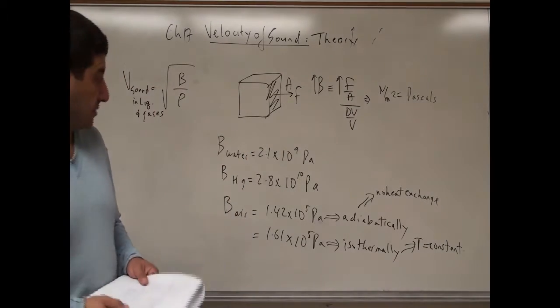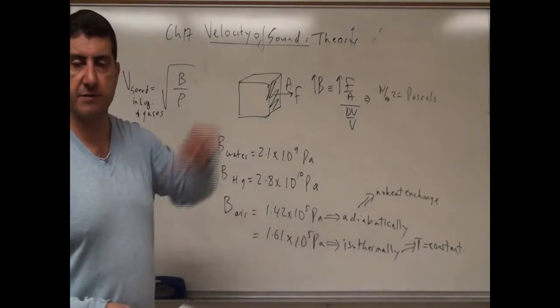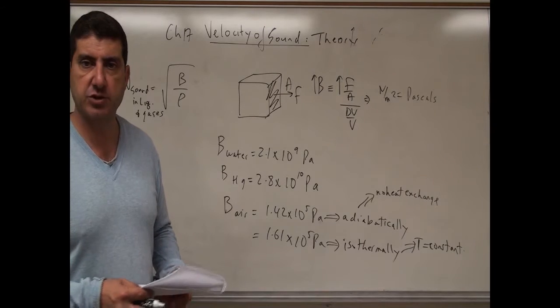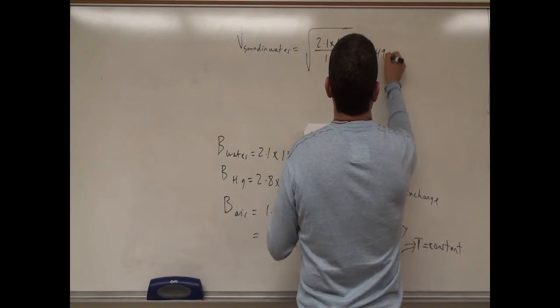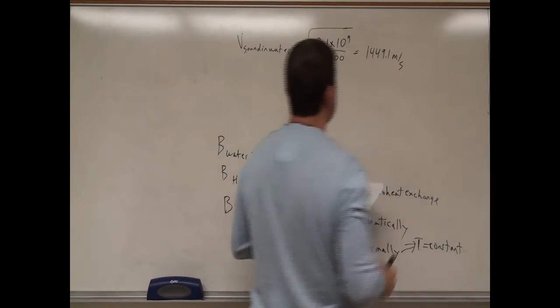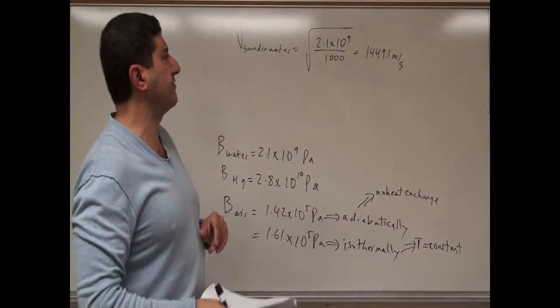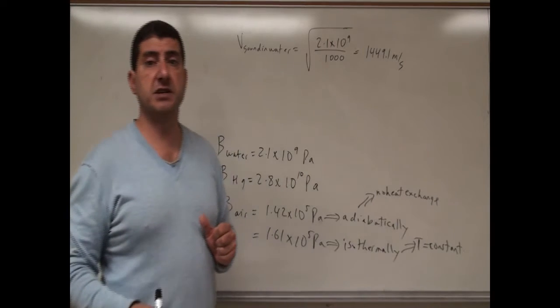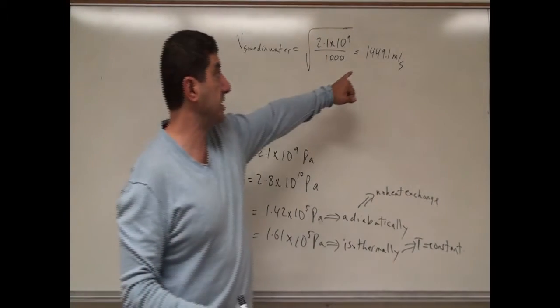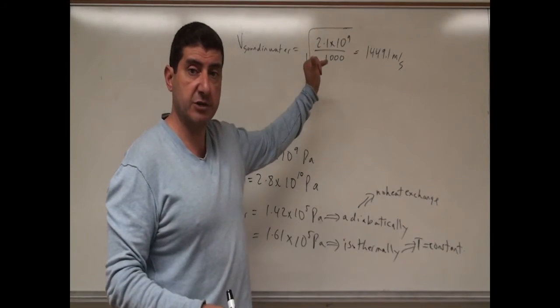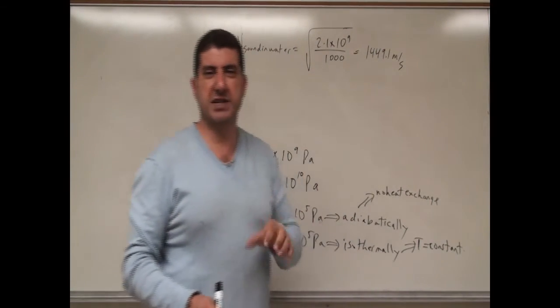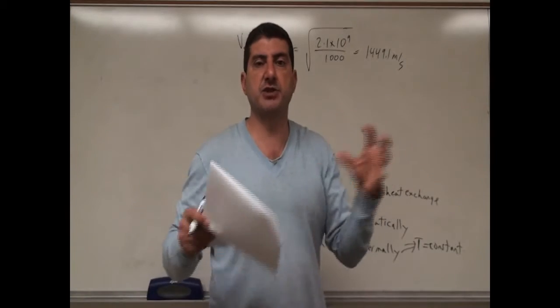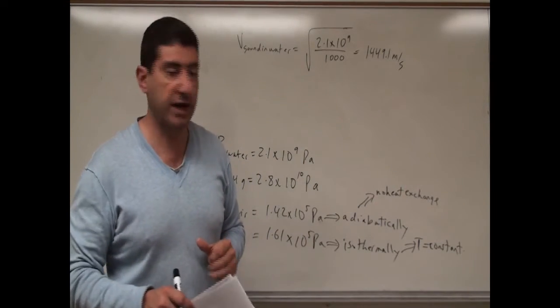Okay. So now let's apply this and then find out the actual velocity of sound in some mediums. Okay. We're going to get 1,449.1 meters per second. So around 1,500. You can see that the velocity of sound in liquid is much faster than the velocity of sound in air, but it is still slower than the velocity of sound in a solid, right? So that makes sense. In a solid, it should propagate faster because the molecules are more tightly bound.